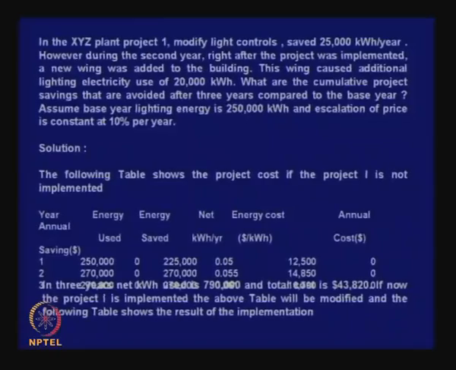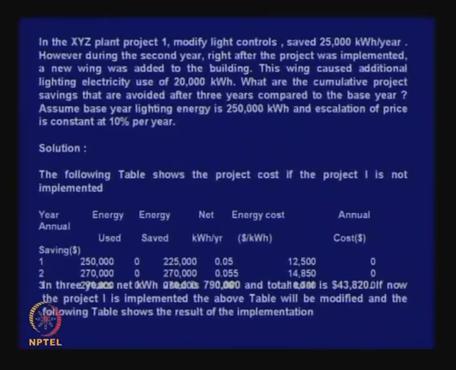Assume base year lighting energy is 250,000 kilowatt hour and escalation of price is constant at 10% per year. We are making things more difficult. I have given the calculations, I will just read out, you have to think about it, do it for yourself. The following table shows the project cost if the project 1 is not implemented.